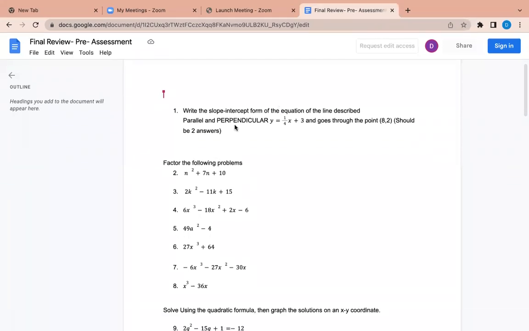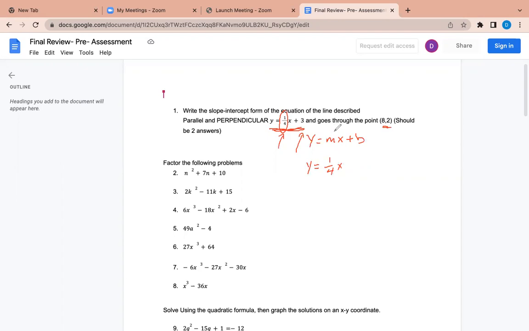Number one is, okay, write in slope intercept form. Remember the slope intercept form is y equals mx plus b. And that is parallel and perpendicular to the following line and goes through the point (8, 2). If it's parallel with this line, remember that parallel lines have the same slope but different y-intercepts. So we need to use the 1/4, and we're going to plug that in here, because 1/4 is the slope, and we're finding another line with the slope of 1/4.